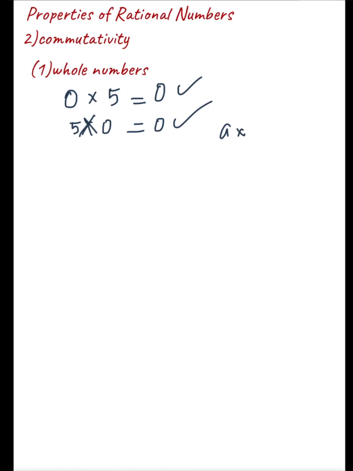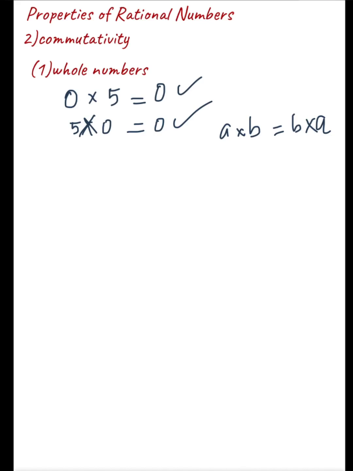Now let's see what is the case with multiplication. I am taking two whole numbers, 0 and 5, and I am going to multiply them. What is 0 into 5? You know that it's 0 itself. Now I am changing the order and multiplying, that is B into A. What is 5 into 0? It's again 0. So both are equal. That means A into B is equal to B into A. So you can say that multiplication is commutative for whole numbers.